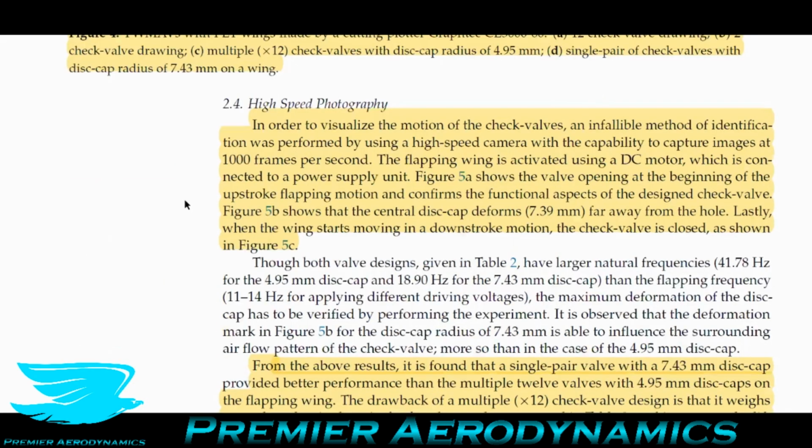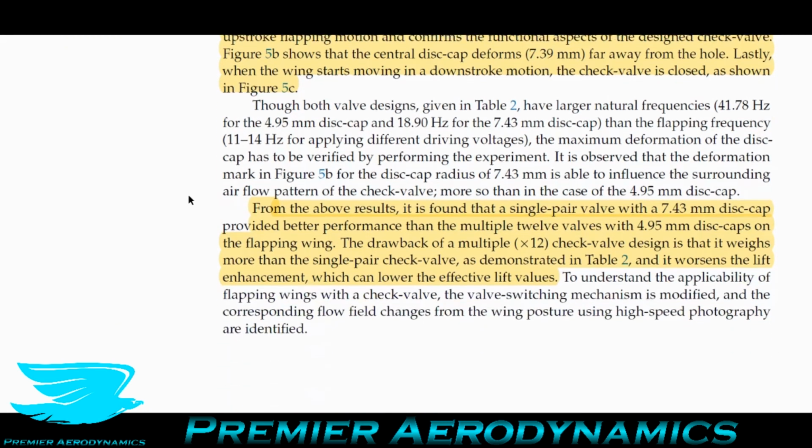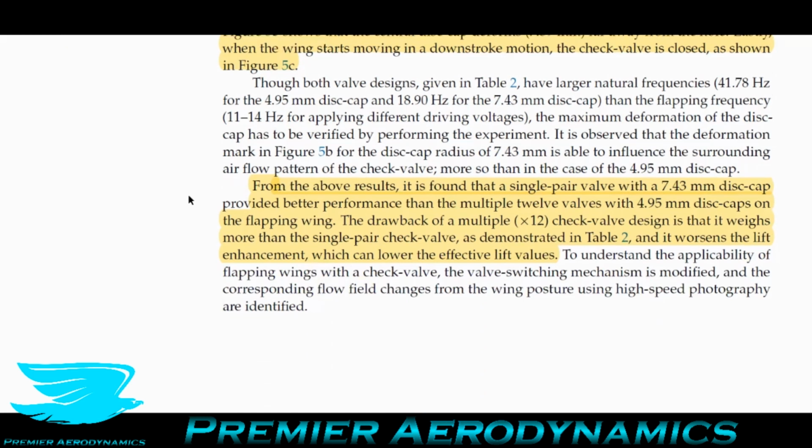So the way that they make the wings flap is through just a DC motor disconnected, and it goes around and around, and they go up and down. Now, the single pair of valves, they have a 7.43 millimeter disc cap, whereas the multiple valves, so the 12 valves in total, they have 4.95 millimeter disc cap. So in other words, if you look at the entire surface area that these valves are taking up, the two individual ones, they're only taking up not even 10% of the area that the other 12 are taking up.